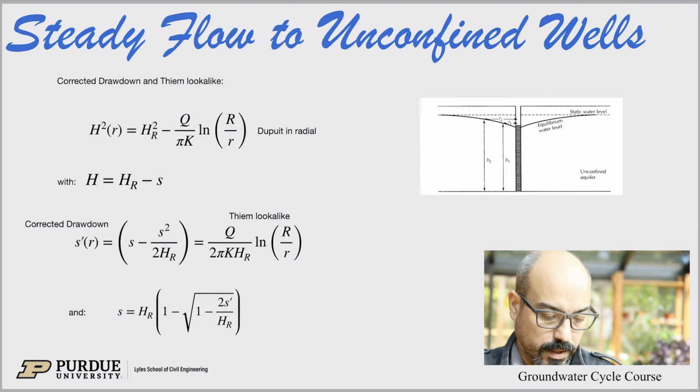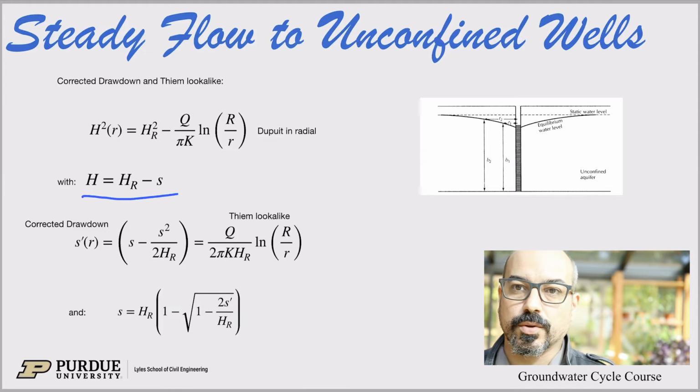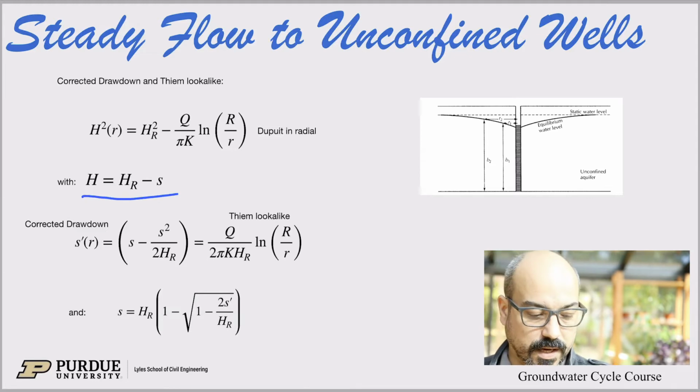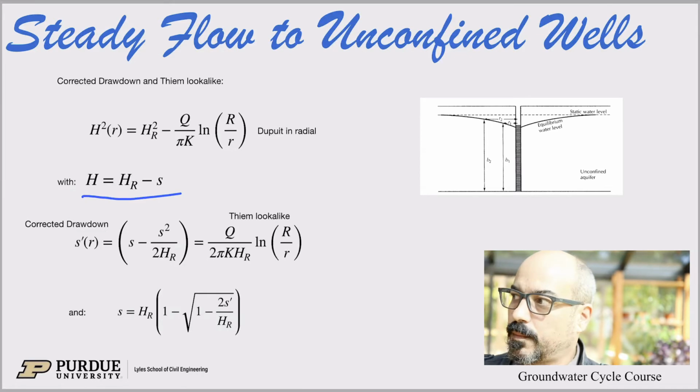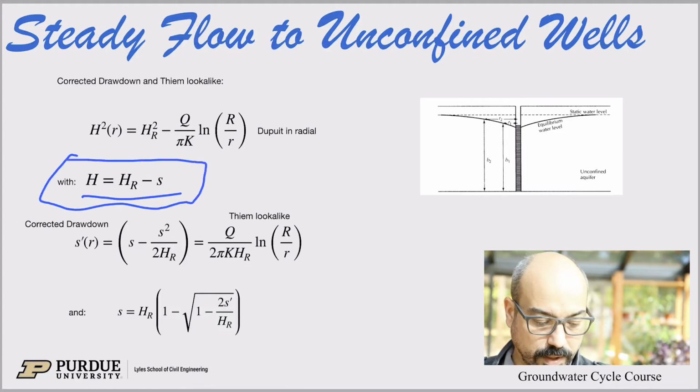If we, again, remind ourselves that the drawdown, S, the little drawdown, which is the difference, we can write that H equals the head at the radius of influence minus the drawdown, right? So that's by definition. By definition, this is always true. So now we can introduce the notion of corrected drawdown. So this is specific to unconfined aquifers again.